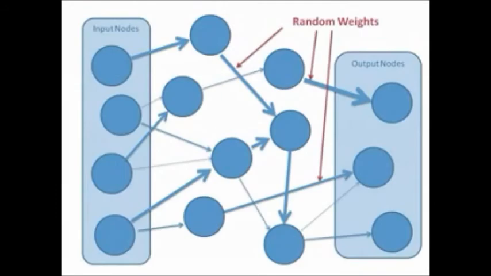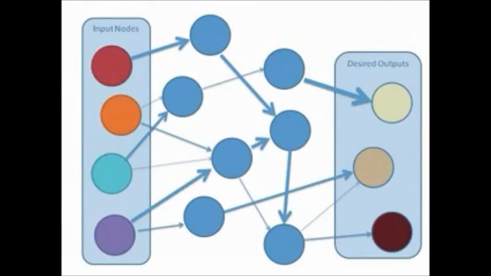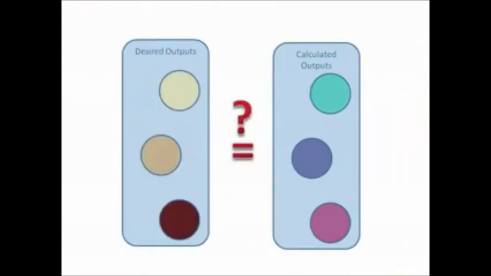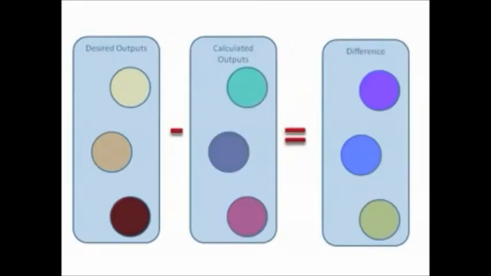We start with random connection weights. Then, for a given set of inputs, we decide on a set of desired outputs. Using the random weights, we first let the network calculate some outputs. Then, we compare the output that the neural net calculated to the desired output that we defined. Since we gave the network random weights, we obviously cannot expect the two outputs to be equal. So we find their difference. We call this difference the error in the network.